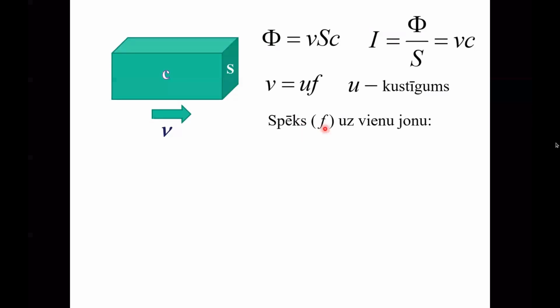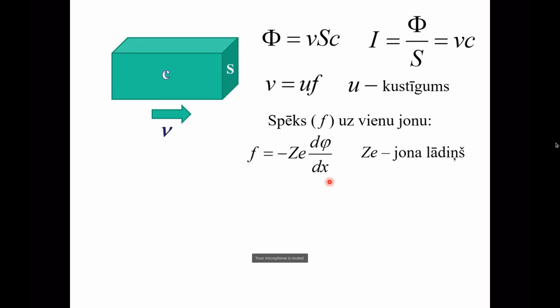The force that acts on a single ion may be calculated if you know this Faraday formula. So this is the Z number of the ion, the atomic number. E is the electrical charge, and this one is the gradient of the electrical potential of the field where this ion is moved.